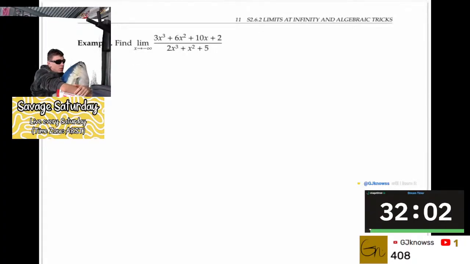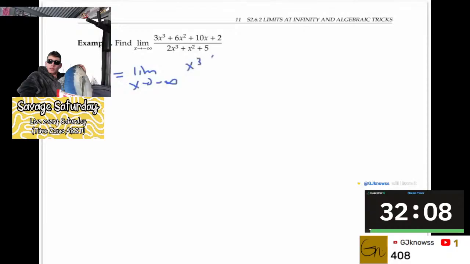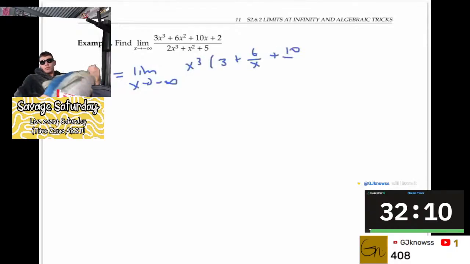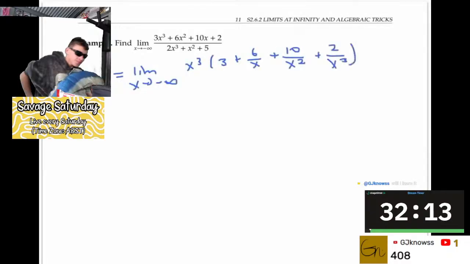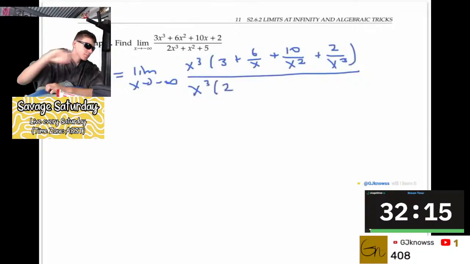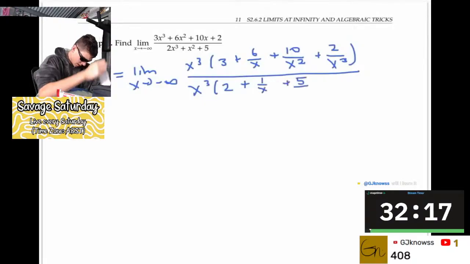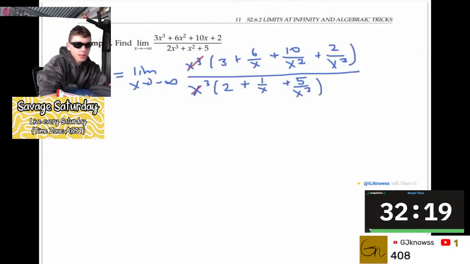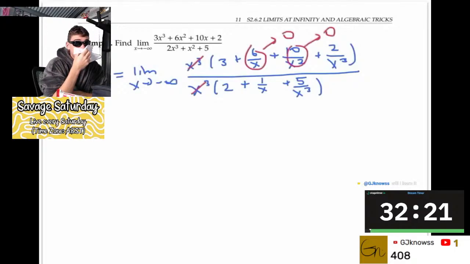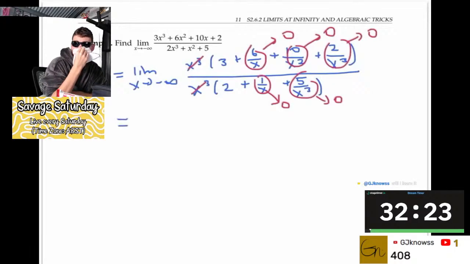In this example, the highest power of x in the numerator is x cubed, and the highest power in the denominator is also x cubed. Factoring out the x cubed from the numerator, we get x cubed times 3 plus 6 over x plus 10 over x squared plus 2 over x cubed. And factoring out the x cubed from the denominator, we get x cubed times 2 plus 1 over x plus 5 over x cubed. Now the x cubes cancel, and all these parts go to 0. So when the dust clears here, our limit is just 3 halves.